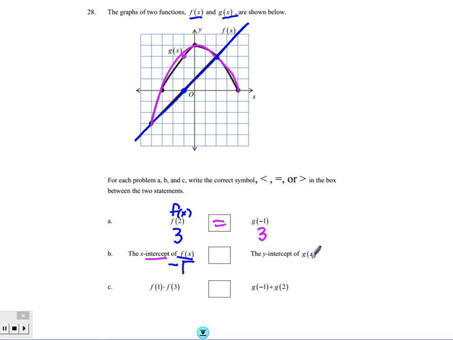The y-intercept of g, where does g cross the y? Right here at 1, 2, 3, 4. So -1 and 4, which one's greater? Definitely 4 is greater than -1.